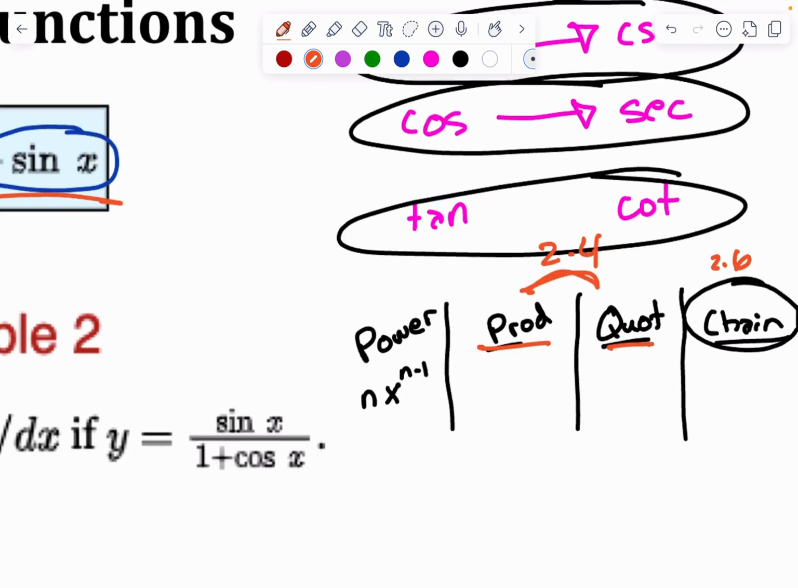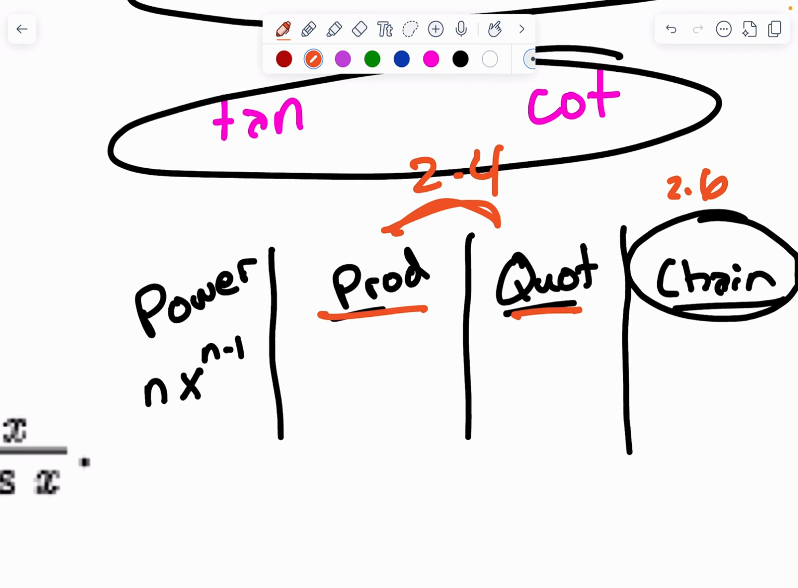So if you're wondering, yes, we will eventually do that fourth way, which is the chain rule, but not until after we do trig functions.